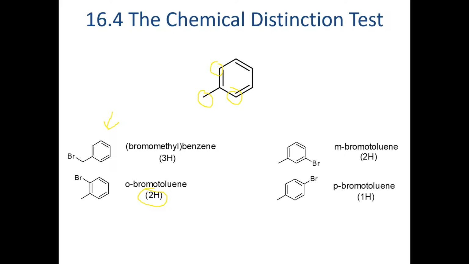We could also replace the meta position hydrogens and end up with metabromotoluene. And again, we'd see 2 hydrogens associated with that signal. And finally, we'd have parabromotoluene from replacing this para position. And there's only 1 para position, and so we only see 1 hydrogen for that.